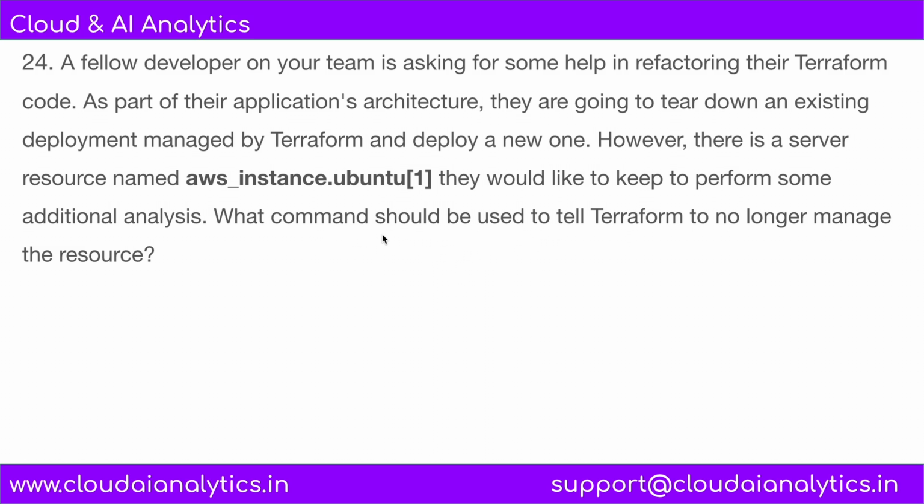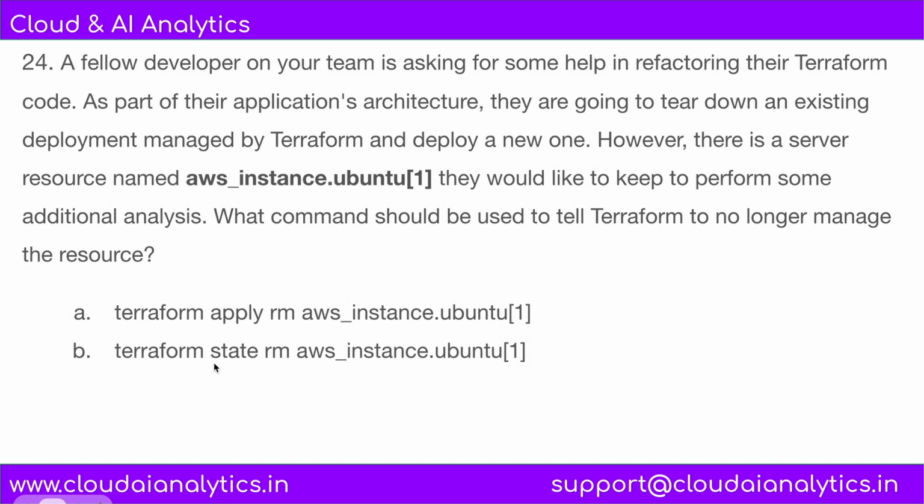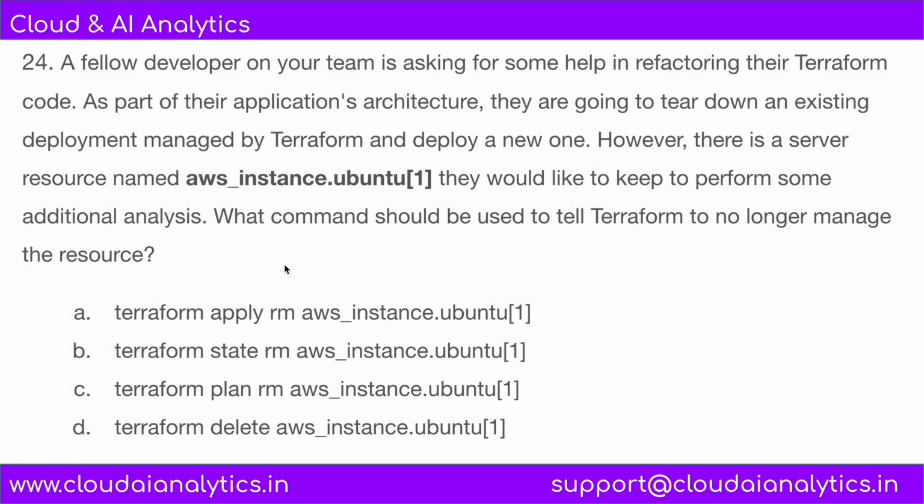So in this question, we have to focus on the command that should tell Terraform to no longer manage this particular resource, that is aws_instance.ubuntu1. So option A, terraform apply remove aws_instance.ubuntu1. Option B, terraform state remove aws_instance.ubuntu1. Option C, terraform plan remove aws_instance.ubuntu1. And option D, terraform delete aws_instance.ubuntu1.